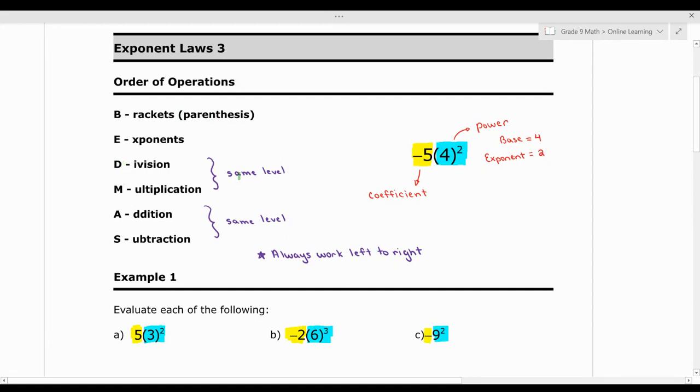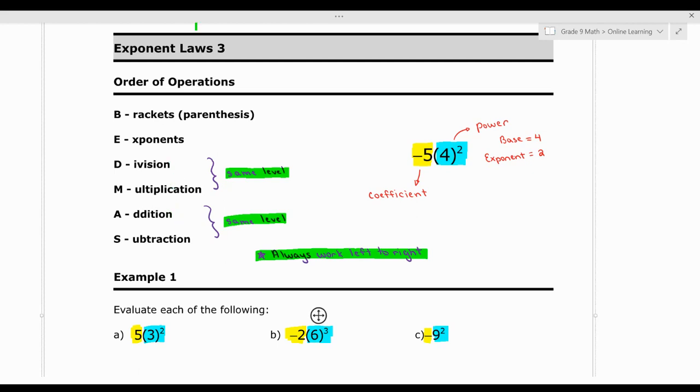Also, division and multiplication, we say that's at the same level. What that means, you don't have to do division before you do multiplication. And then also addition and subtraction, they are also at the same level. So it's not like addition has to happen before subtraction. And what I always say, I would always just work from left to right, especially in terms of the same level.